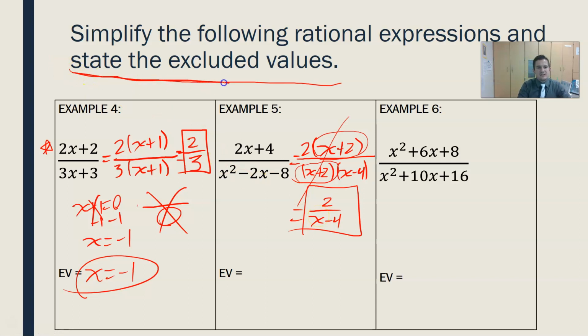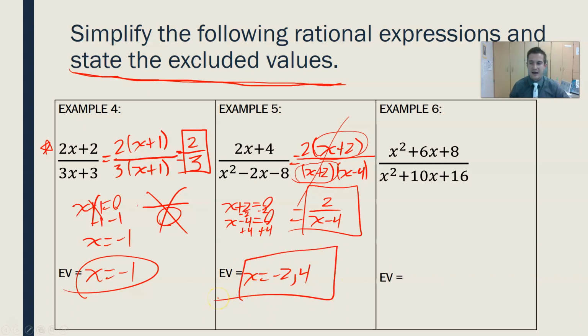I also need to state the excluded values, or what values of x would make the denominator equal to 0. Well, I have x plus 2 in the denominator, so I'll set that equal to 0. I have x minus 4 in the denominator, I'll set that equal to 0. Solving for x, I'll subtract 2 on both sides, add 4 on both sides. I get x equals negative 2 and positive 4 as my excluded values. So those are numbers that could not be solutions because they would make you divide by 0. Those are excluded. Those would not work as x values.